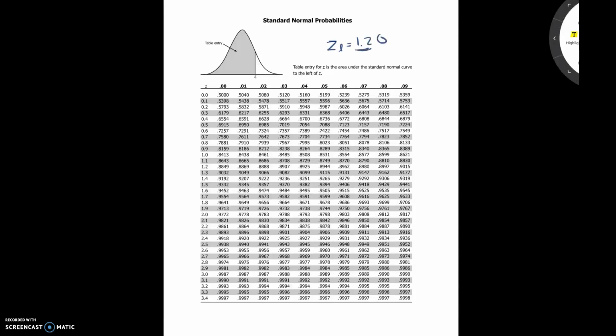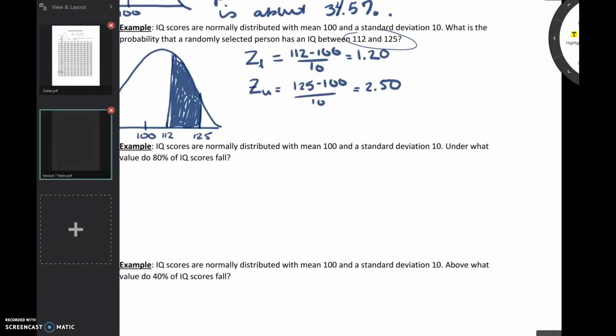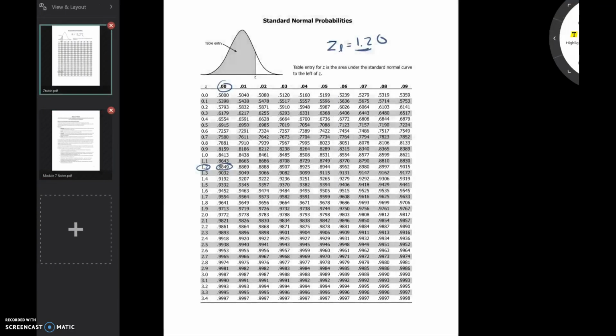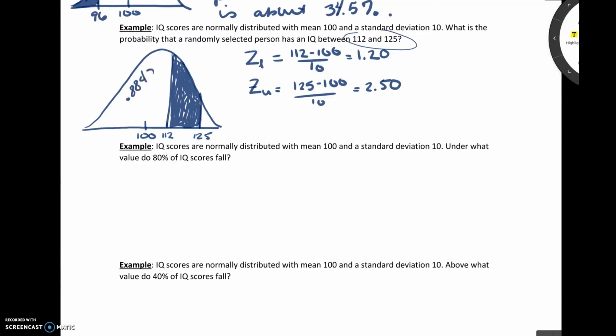Looking up 1.2 along the left and 0 along the top, we see that the area to the left of 1.2 is 0.8849. So what that tells me is the area to the left of 1.2 is, let's just go back and check that number again, 0.8849. So this area is 0.8849. Now let's look up 2.5.